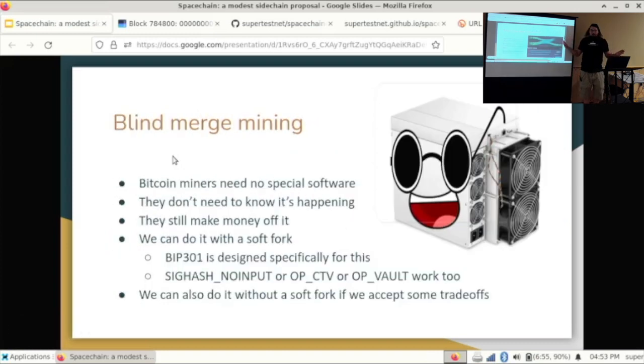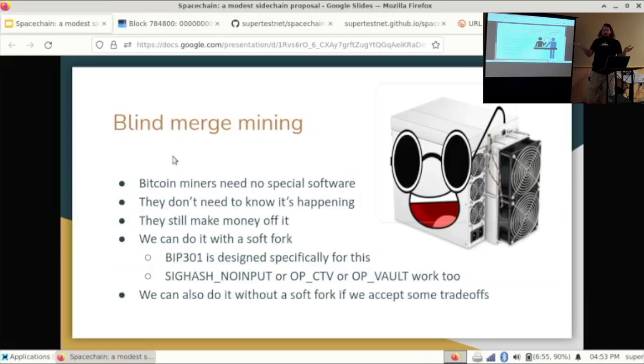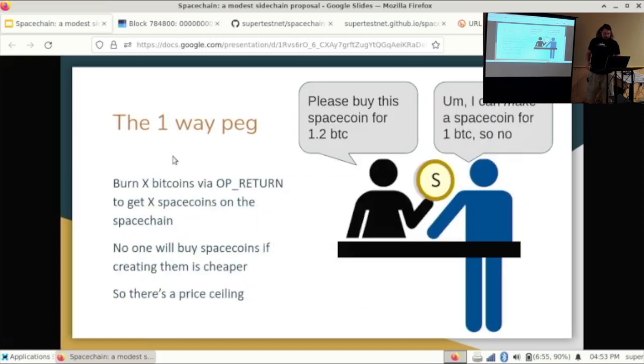Okay, so that's one-way peg. And according to Ruben, a space chain is the combination of these two things. You got blind merge mining and a one-way peg, that's a space chain. I like the blind merge mining part, and I'll show you how we do that. I don't really like this part, but I implemented it anyway because he trapped me.